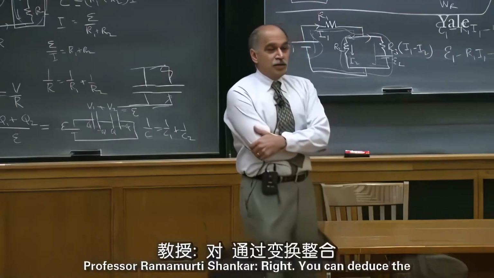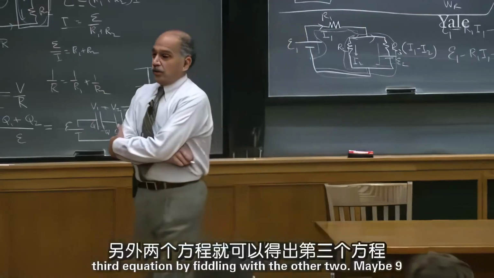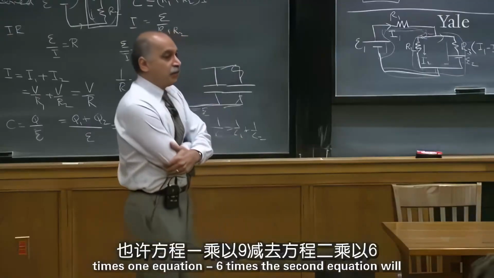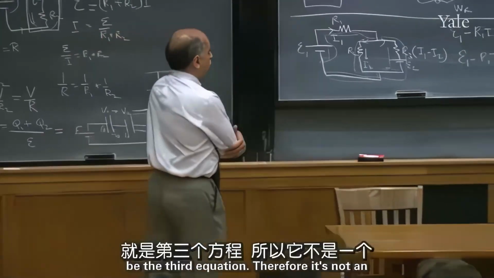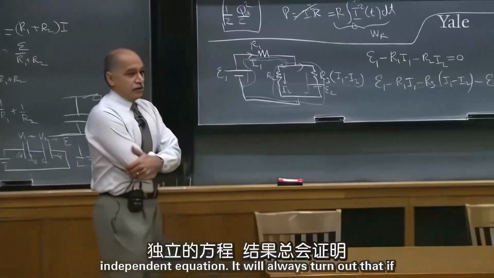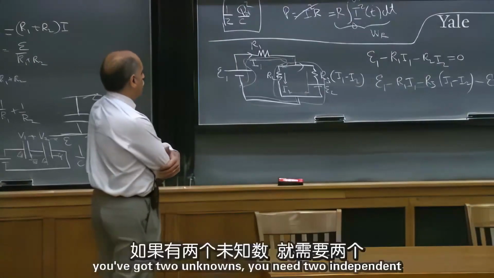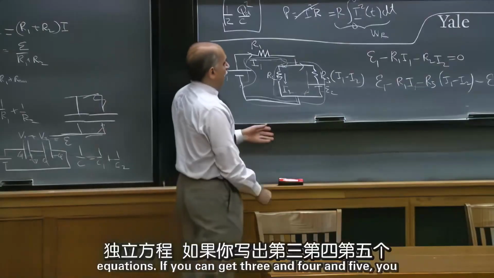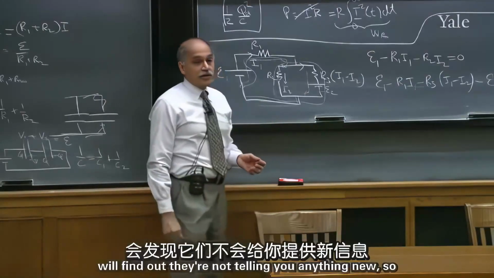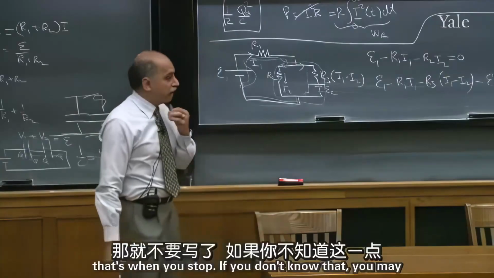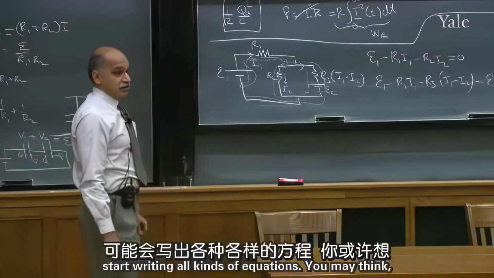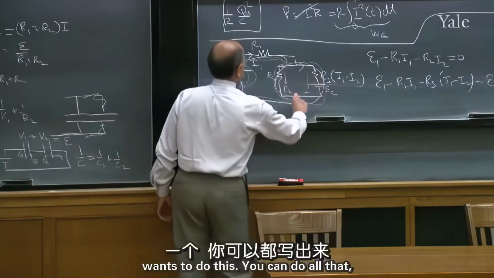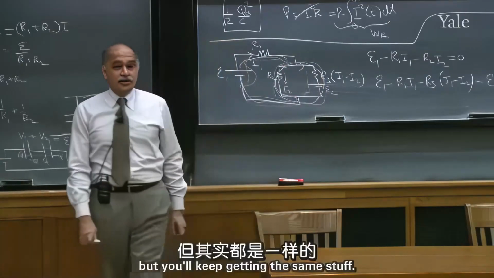Right. You can deduce the third equation by fiddling with the other two. Maybe 9 times one equation minus 6 times the second equation will be the third equation. Therefore, it's not an independent equation. It'll always turn out that if you've got two unknowns, you need two independent equations. If you write 3 and 4 and 5, you will find they are not telling you anything new. So that's when you stop. If you don't know that, you may start writing all kinds of equations. You may think, hey, here's another loop. You can do all that, but you'll keep getting the same stuff.